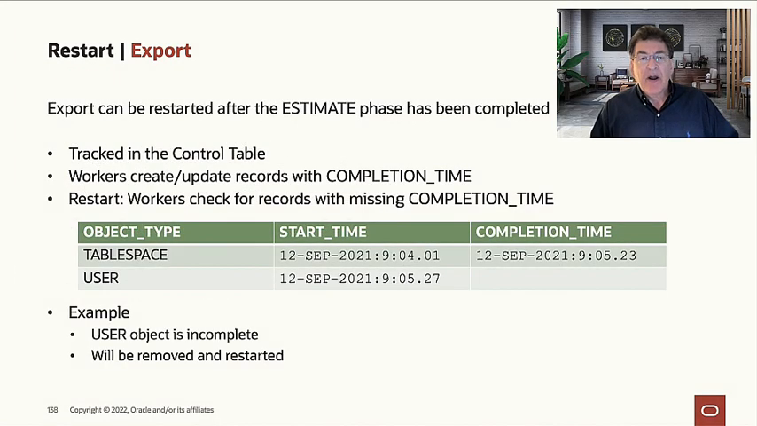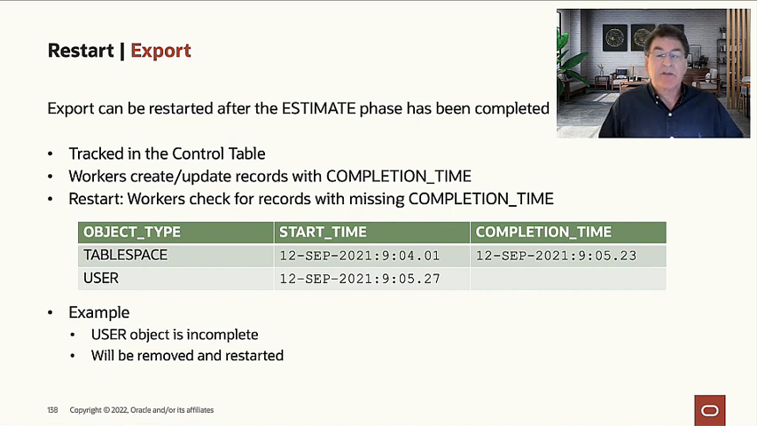Export can be restarted after the estimate phase of a job is completed. This is because the worker processes report job status by entering rows in the control table. The control table contains different types of rows, one of which is called the type completion row, as we see in this example. There is one completion row for each type of object that is exported.